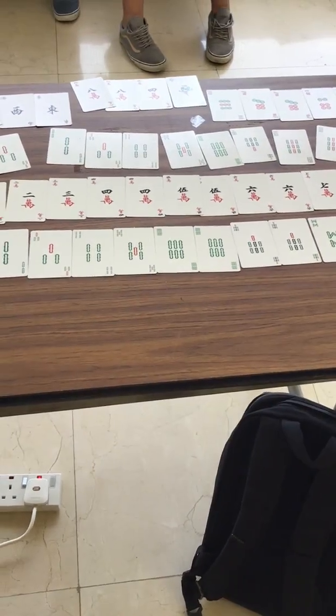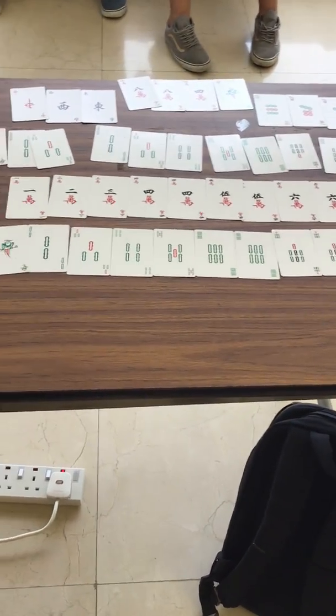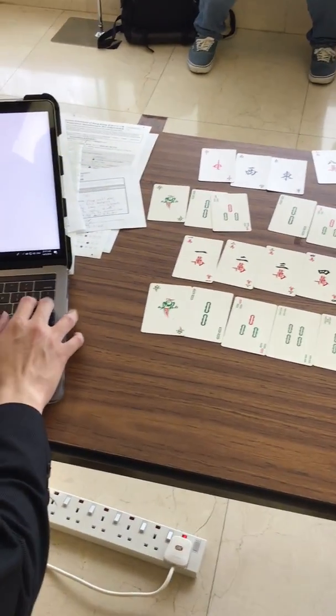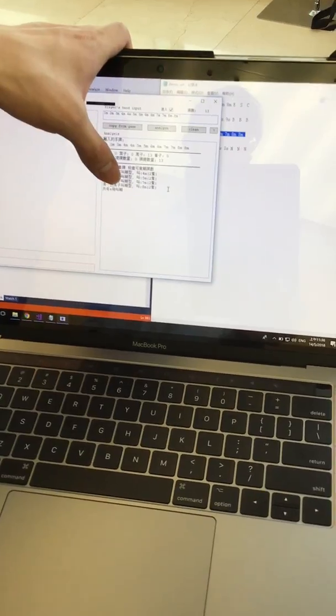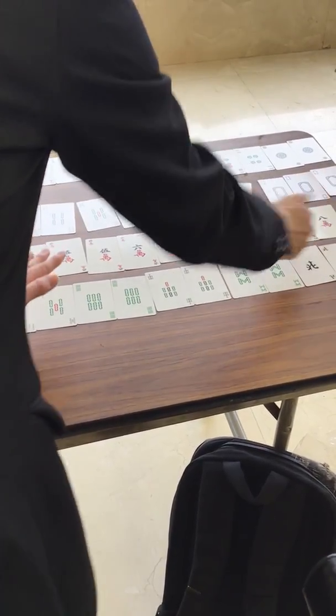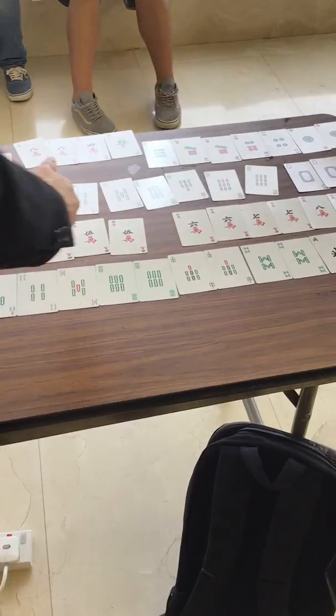And the third one is the ready hand. It shows you are actually waiting for 4, 5, 7, and 8 character. You can separate it like this, so you're waiting for 7 and 8, or like this, you are waiting for 4 and 5.